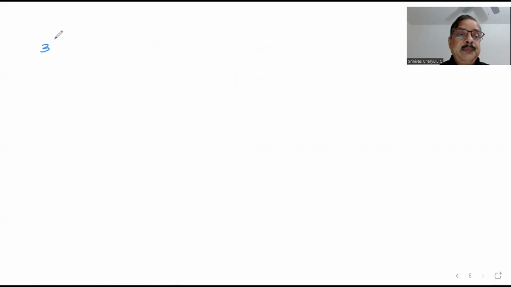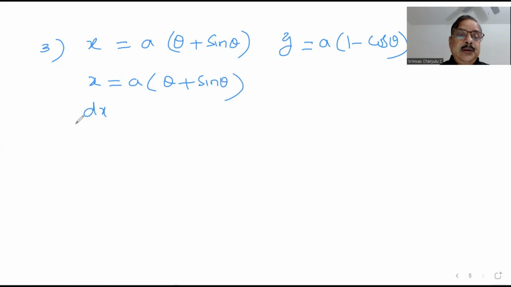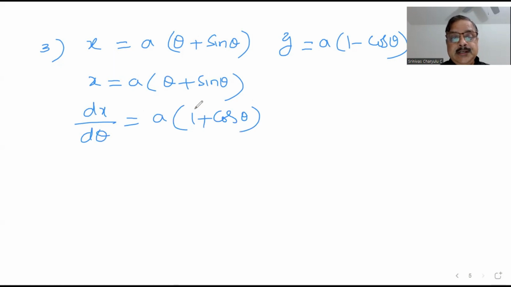Next, third sum, let us say. x is equal to a, open the bracket, theta plus sine theta. y is equal to a into 1 minus cos theta. So first, x is equal to theta plus sine theta. So dx by d theta we have to find.